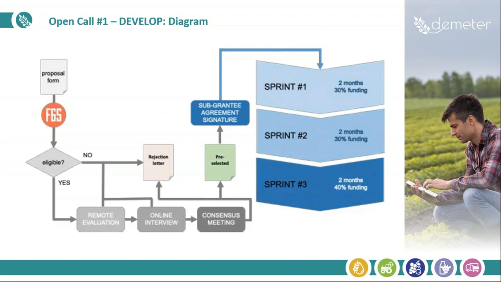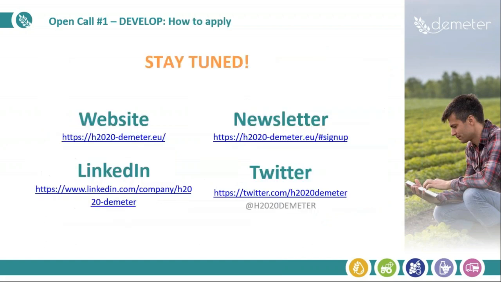And when we have that ready, that should be in February 2021, the work per se will start, divided in three sprints. The time frame will be 6 months divided in three sprints of 2 months each, and the funding we will provide will also be split between those three sprints. So 30% funding in the first sprint, 30% in the second sprint, and 40% in the third sprint.